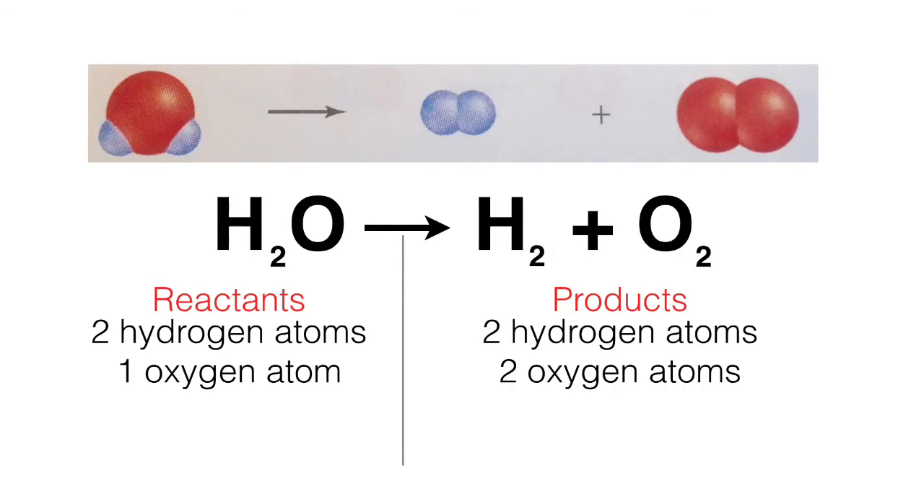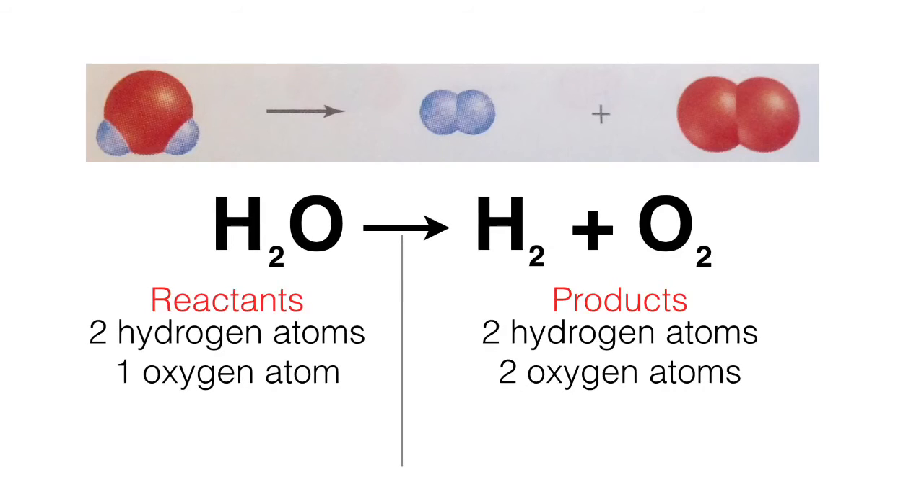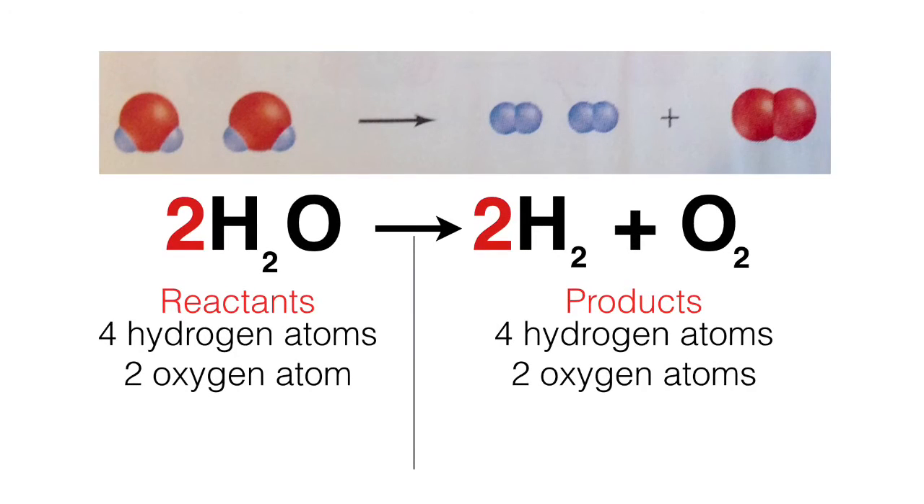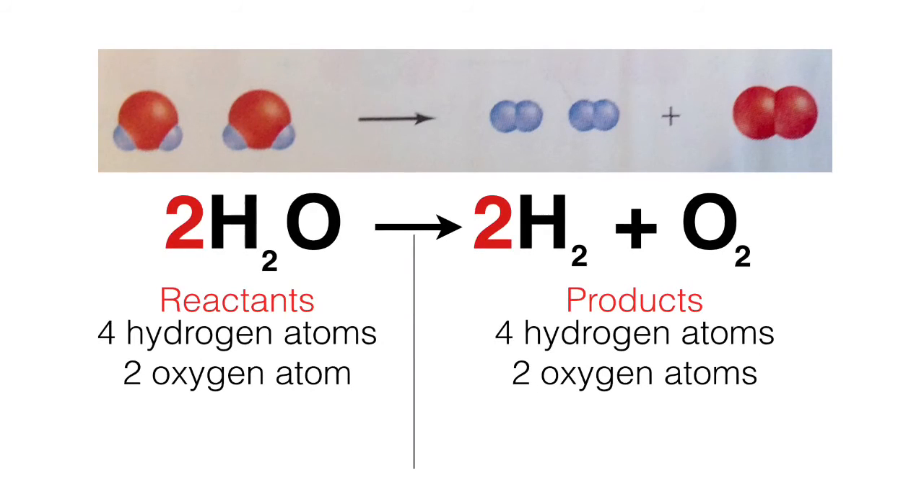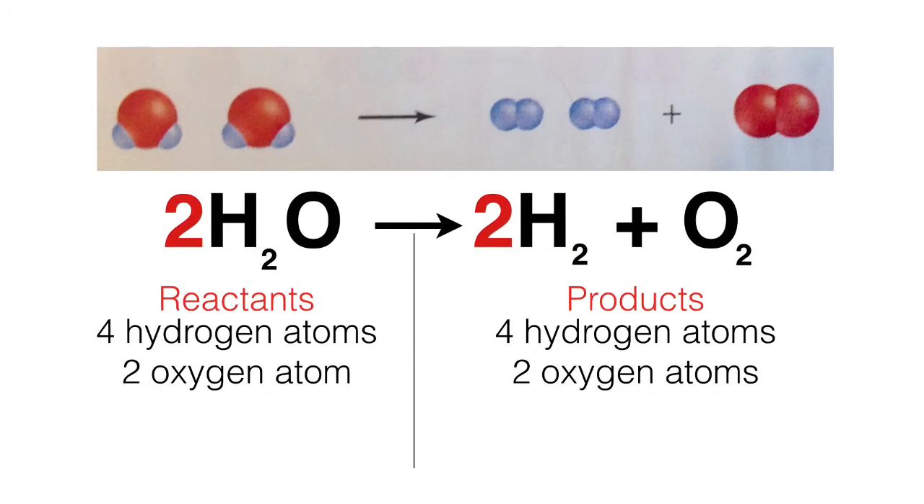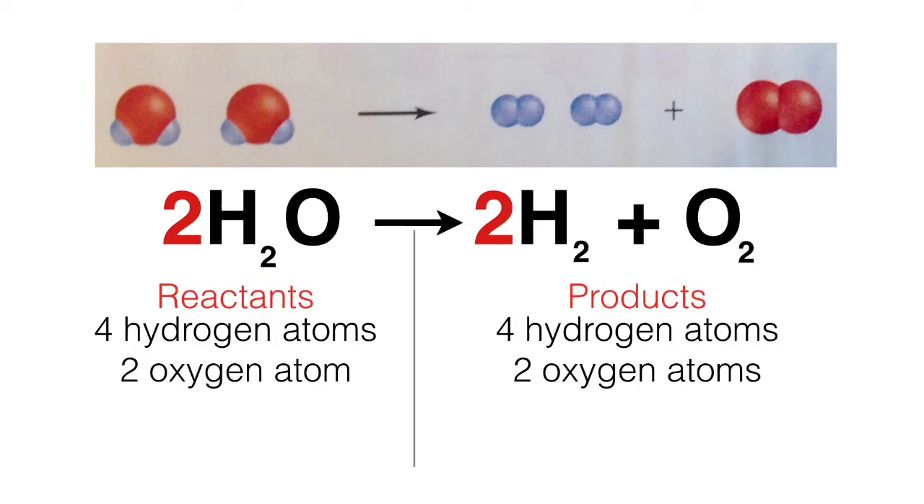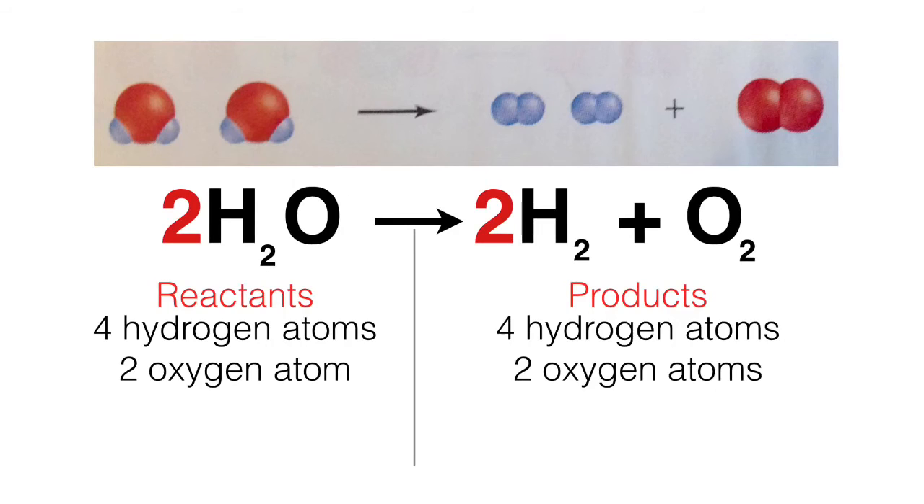We have more oxygen atoms on the product side than we do on the reactant side, so we have to balance those out. We can't change the numbers below because we can't have H2O2, that wouldn't be water anymore. So we add a number out in front telling us we have more molecules of water. That number out in front is called a coefficient. Now we're going to have 2 water molecules, and then on our product side we're going to have 2 hydrogen molecules and still 1 oxygen molecule. Now counting up, that 2 in front of the water molecule tells us we have twice as many hydrogens and twice as many oxygens as we had before. So we have 4 hydrogen atoms now and 2 oxygen atoms.